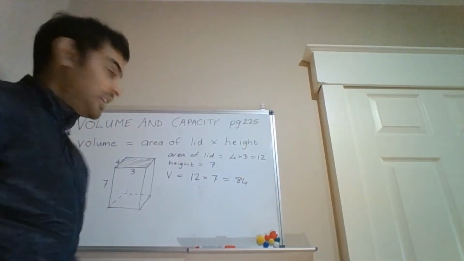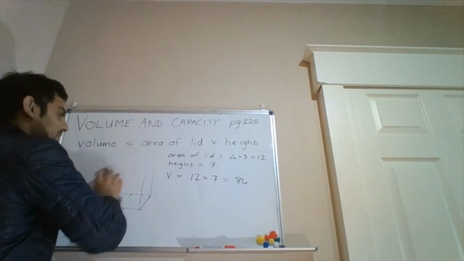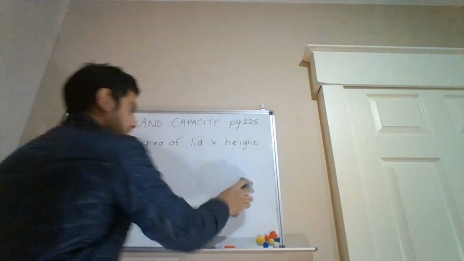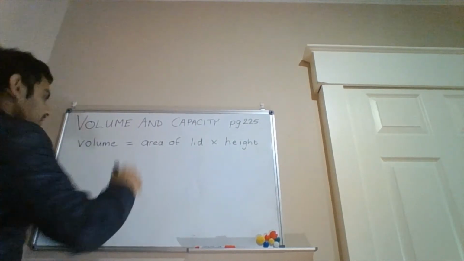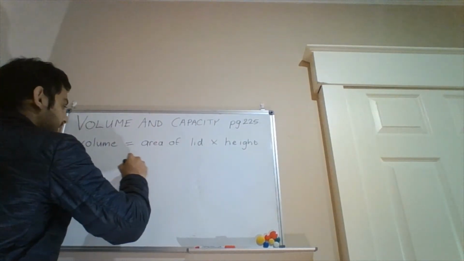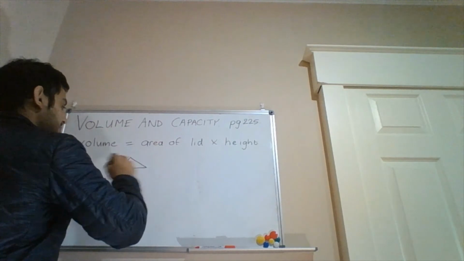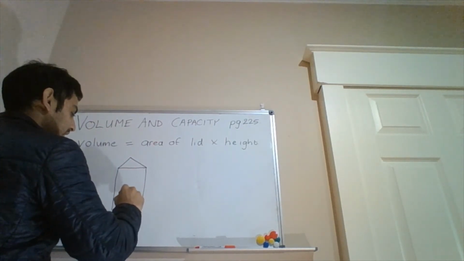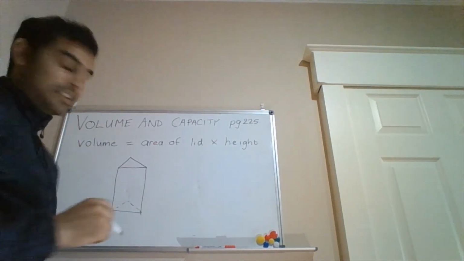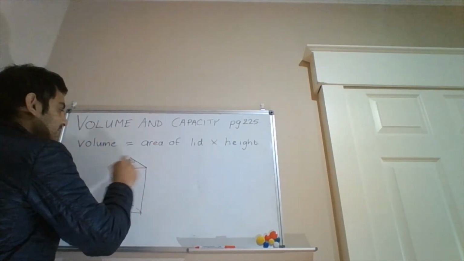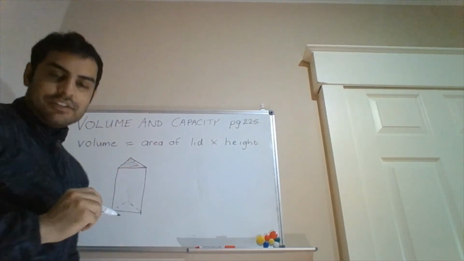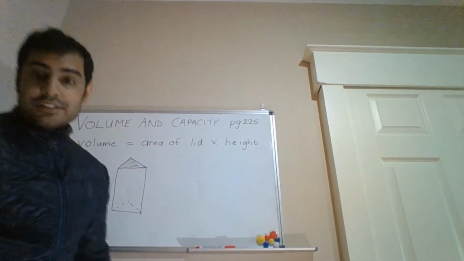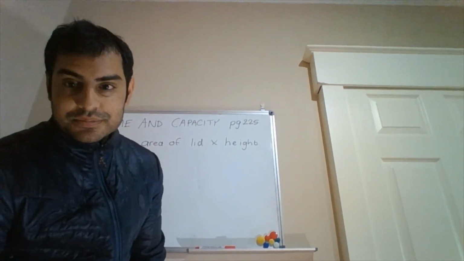Now, you guys can probably guess what I'm going to be saying for the volume of the prism. A prism is like our Toblerone bar. It's got a triangle for the lid. So the volume in this case is going to be the area of this times the height. Okay, so let's look at some examples.